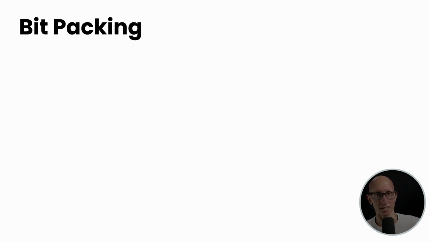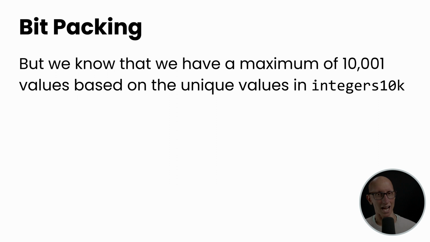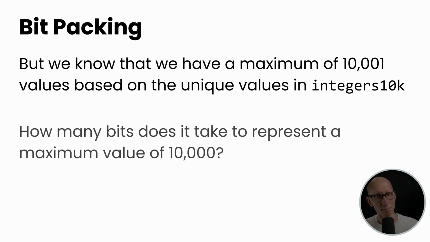Now, we're not going to be storing those exactly as they are, because the number 12, for example, represented as a 64-bit number would look like this in base 2. So you can see there are a lot of zeros. And so Parquet uses something called bit packing to reduce the amount of space that things take. So we know that we have a maximum of 10,001 values based on the unique values that we saw in the integers 10k column. So how many bits does it take to represent a maximum value of 10,000, remembering that we can start at zero?